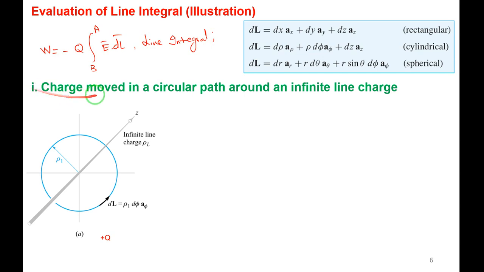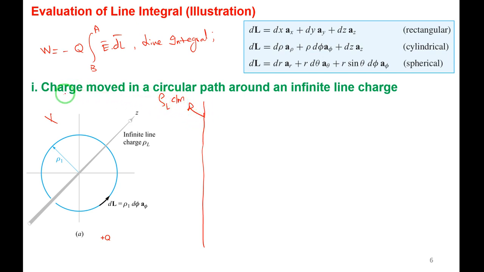First case is we want to charge moved in a circular path around an infinite line charge. Just this diagram you discard it, textbook diagram. If you are comfortable, go for this, or else I'll draw here. So infinite line charge is there. This is the infinite line charge, and its line charge density is rho L, coulomb per meter. Right? This is the line charge, infinite line charge, having line charge density rho L coulomb per meter.